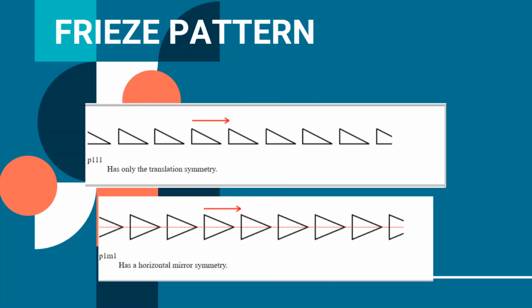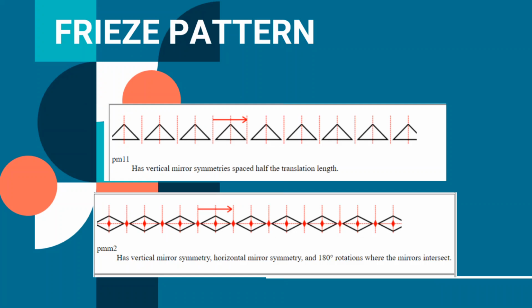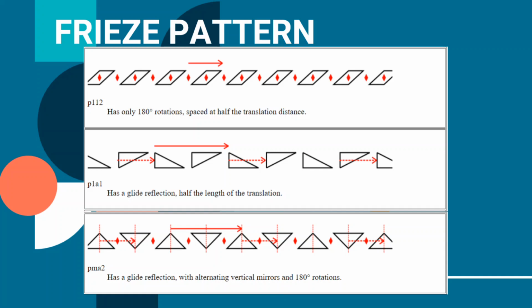These are P111, which has only translation symmetry; P1M1, which has horizontal mirror symmetry; PM11, which has vertical mirror symmetry; PMM2, which has vertical and horizontal mirror symmetry and 180 degrees of rotation; P112, which has only 180 degrees of rotation; P1A1, which has a glide reflection; and PMA2, which has a vertical mirror symmetry, glide symmetry, and 180 degrees of rotation.